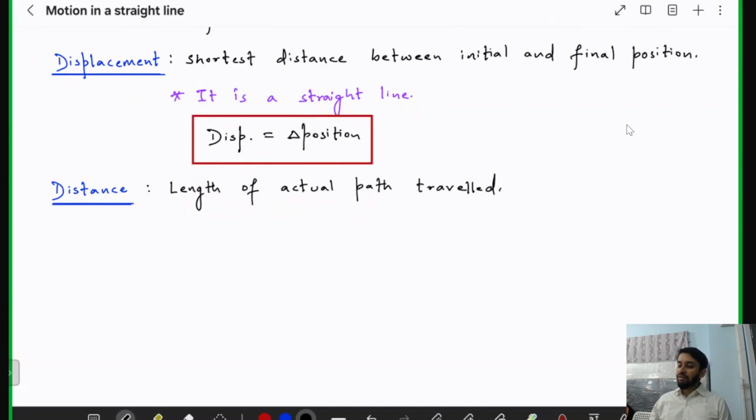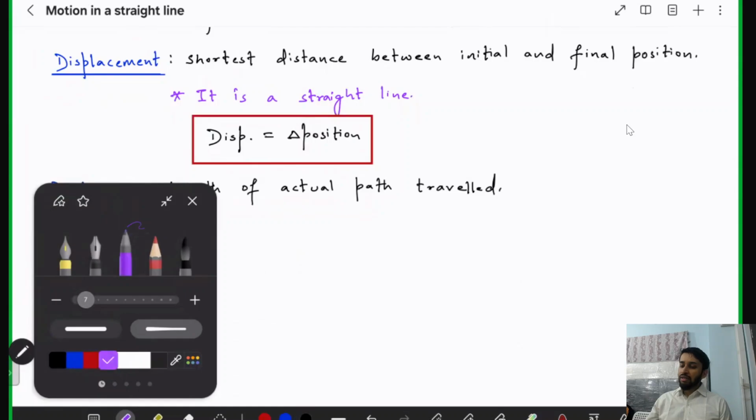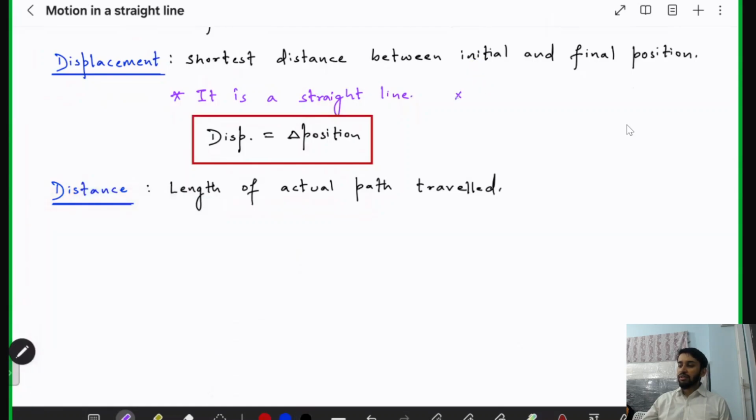Okay. Displacement is a vector quantity. This is a vector quantity. And both have the same unit, right? So displacement is a vector quantity, whereas distance is a scalar quantity. Let me write that. Both are having the same unit, meter, right?